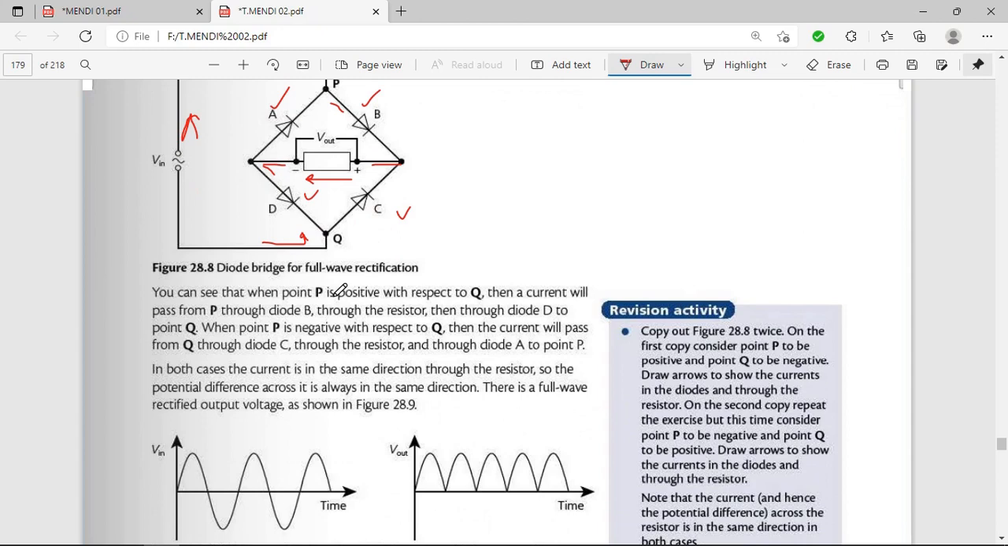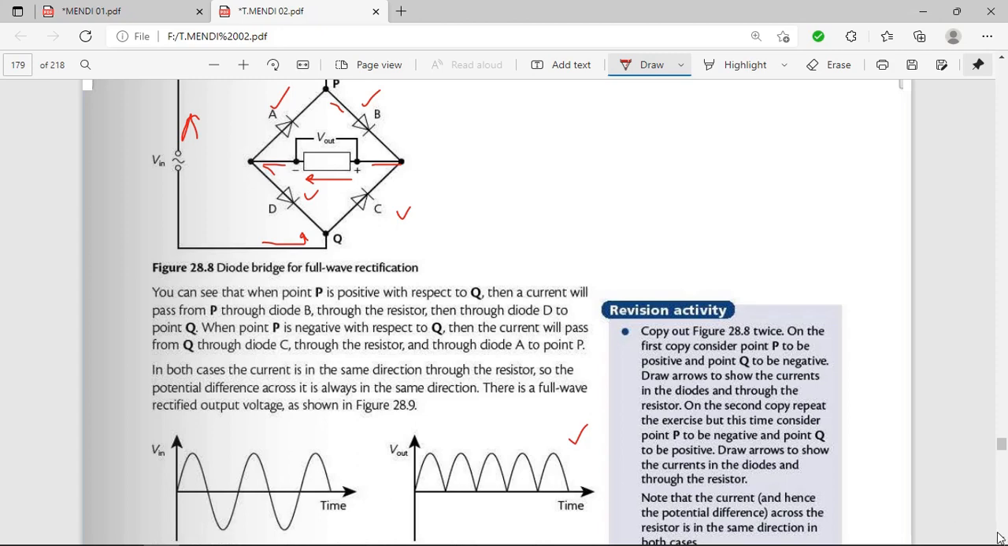So this is the explanation here. As you can see, when P is positive with respect to Q, that is current moving from here to here, then the current will pass through P, through diode B, and through the resistor, through diode D, like what I'm saying. Right, I think that one's okay. Then our full wave rectification will be in this form.